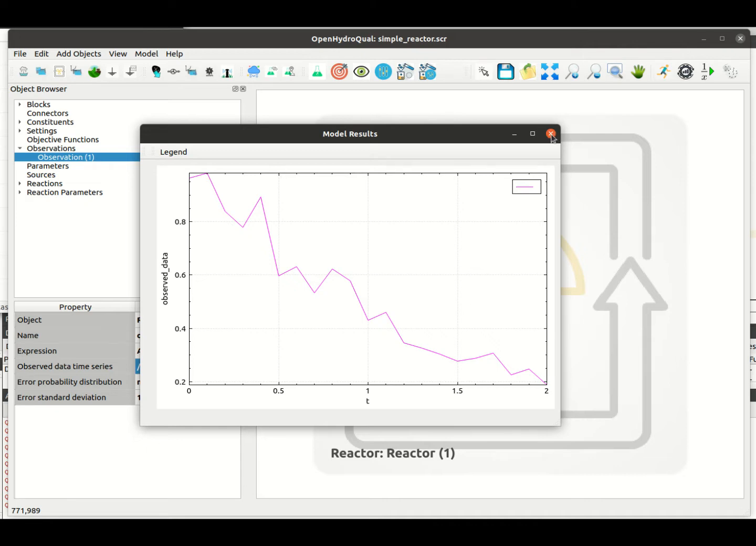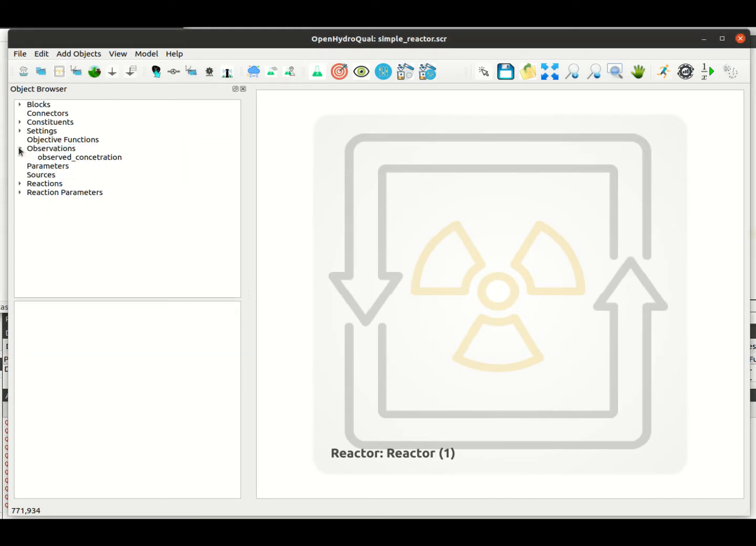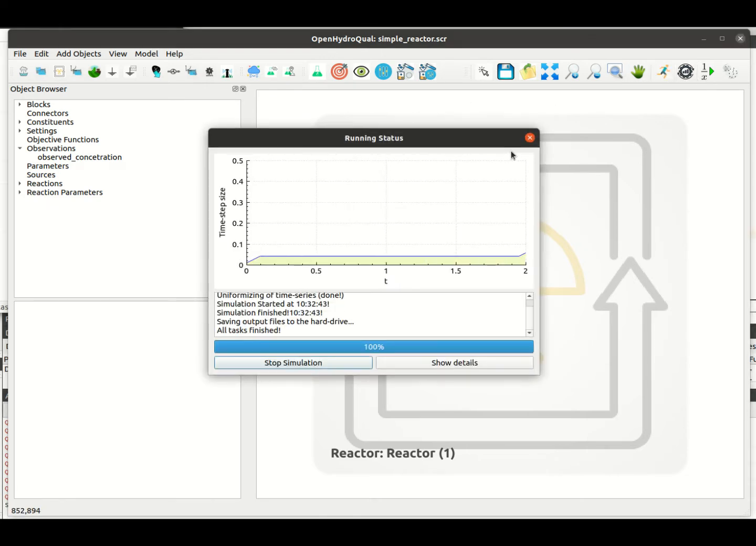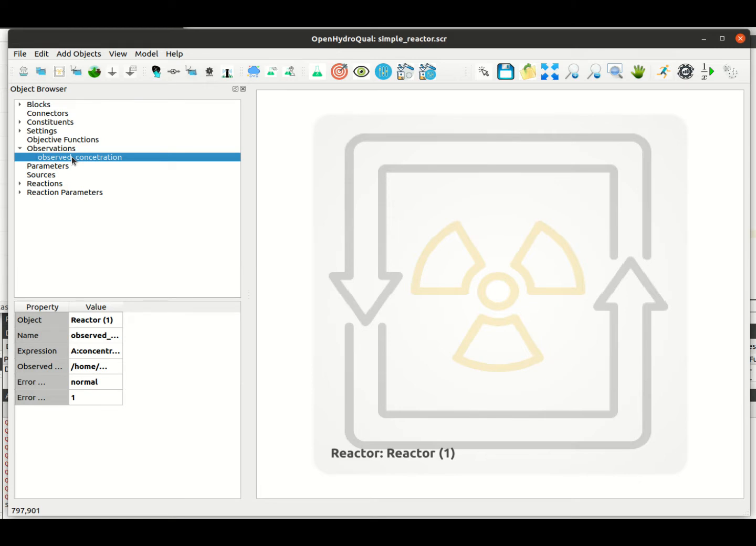Anyway, now what I can do is compare our model predictions with the results. I'm going to save the model so far, and now I can run the model again. I'm going to run the model, and I can see how my model predictions compare with my data without any calibration, of course.